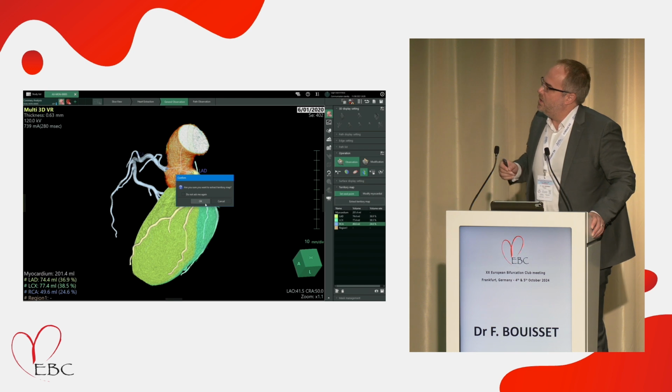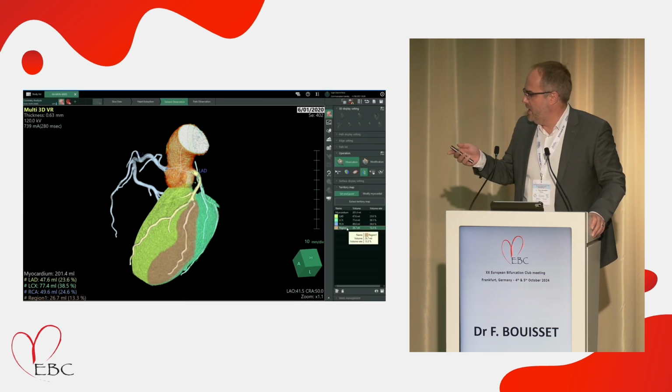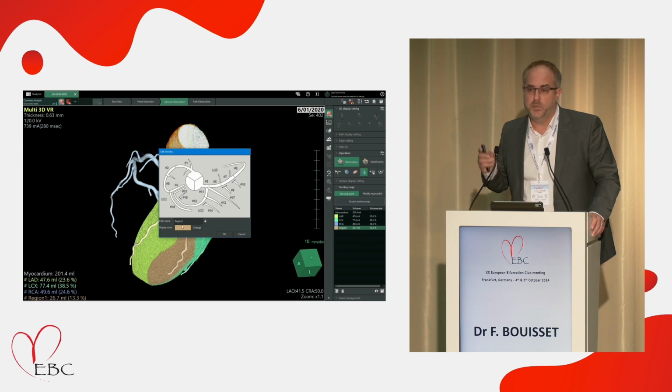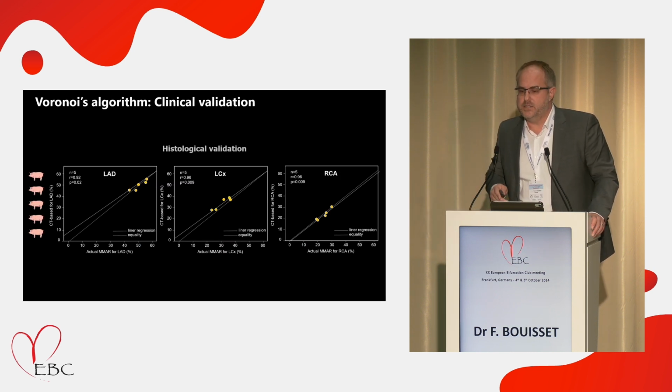But for the bifurcation topic, it's probably more relevant to discuss fractional mass in percentage. So this has been validated against histology in a clinical validation.